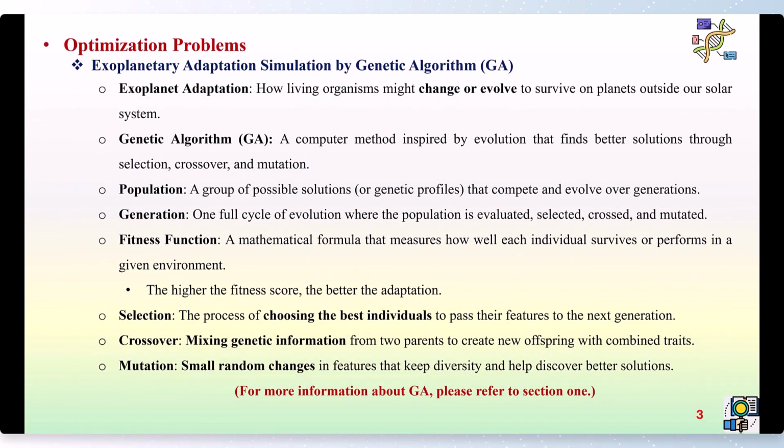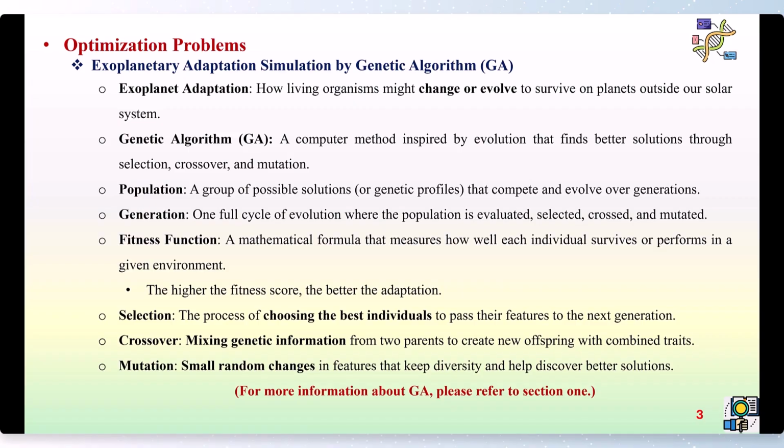Before we start, I have to explain some definitions. What do we mean by exoplanet adaptation? Exoplanet adaptation is how living organisms might change or evolve to survive on planets outside our solar system. What is a genetic algorithm? A computer method inspired by evolution that finds better solutions through selection, crossover, and mutation.